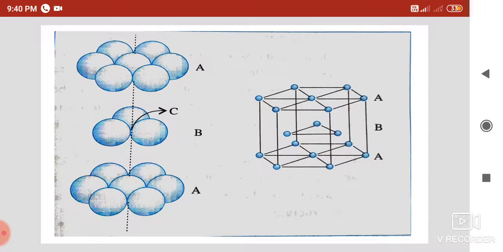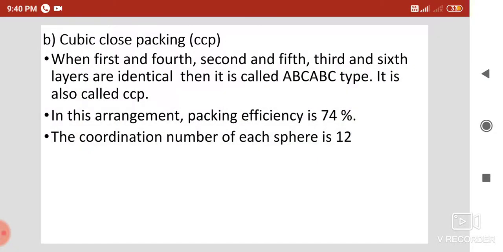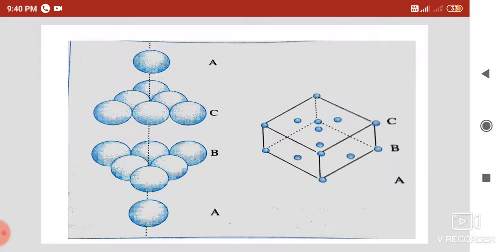Now let us start the second, that is the cubic close packing, CCP. In CCP, when the first and fourth, second and fifth, third and sixth layers are identical, it is called ABC type. It is also called the cubic close packing structure. In this arrangement, the packing efficiency is 74% and the coordination number of each sphere is 12. You can see the diagram to get a clearer idea. Here the first and fourth layers are the same, the second and fifth layers are the same, then the third and sixth layers are the same, and so on. When they are identical like this, it is called ABC type, also called a cubic close packing structure.